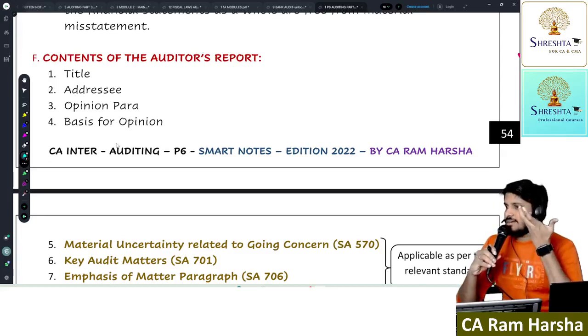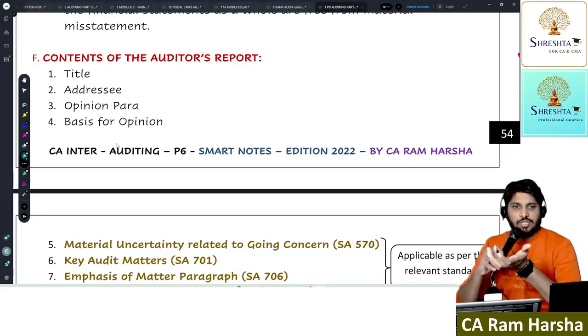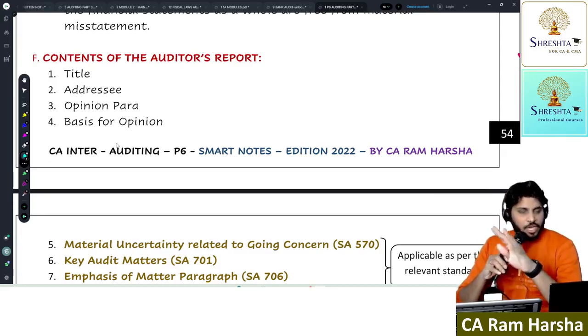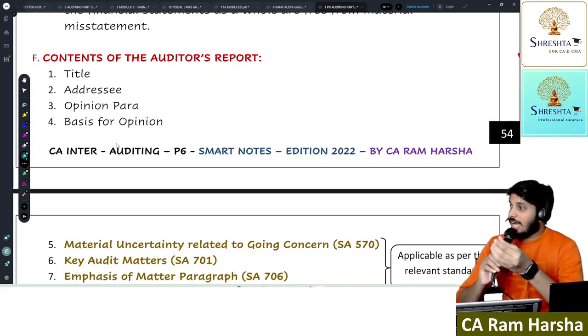In this chapter, what is our learning outcome? After learning this chapter, you must understand how to prepare an audit report after performing the audit, after you got the evidence. Getting it? How to get the evidence?